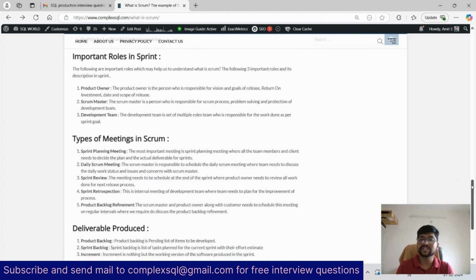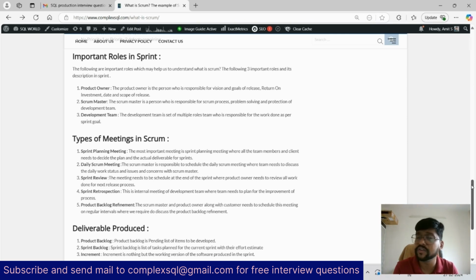And there are multiple roles in Scrum. One is the product owner. The product owner is the person who is responsible for vision, goal, release, and return on investment for the product. The Scrum master is the person who is responsible for Scrum processes, problem solving, and protection of the development team. And the Scrum master is also called a servant leader. Then the development team. I told you that the development team is nothing but the combination of multiple team members involved, like developers, testers, performance tuning engineers, whatever is required. Okay. So these are some important roles in Scrum.